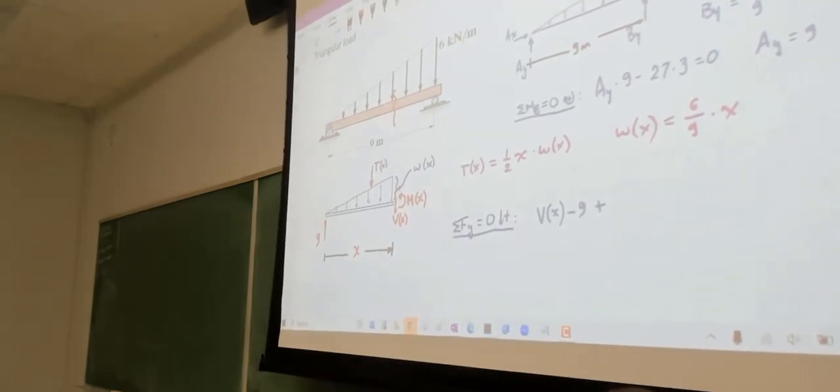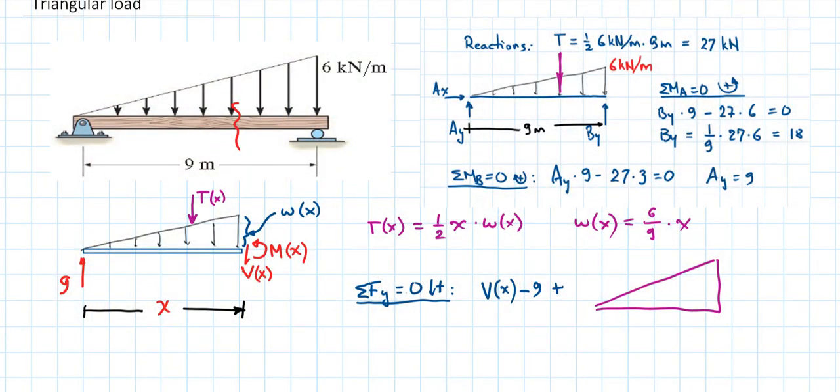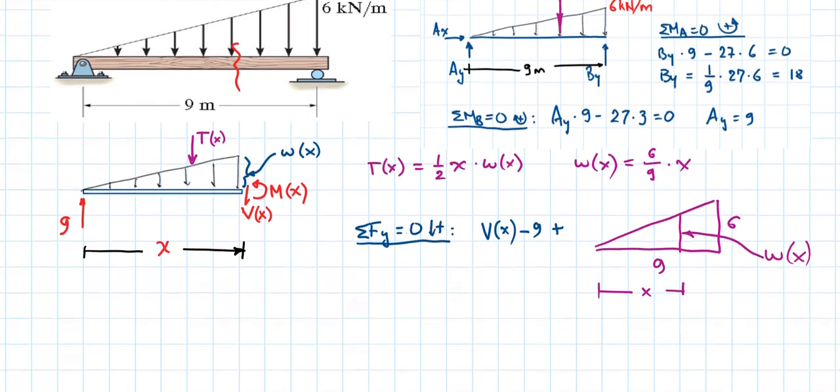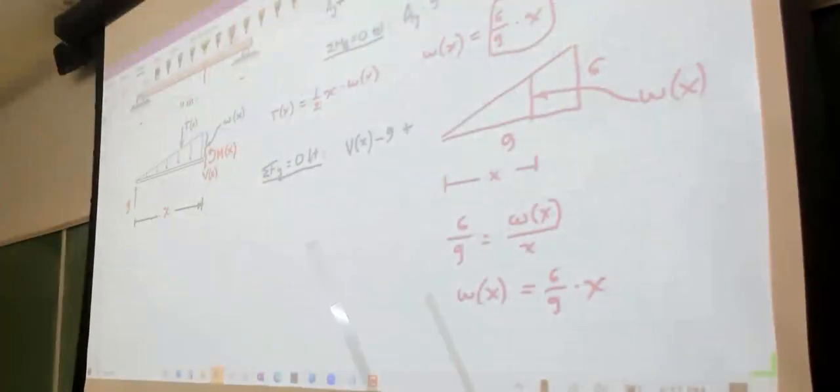If you don't want to see it like this, let me show you another way to see it. You have this triangle. This is 6. This is 9. And then I have this one. This is the one that I want, W of x. And this is x, right? So I can say here 6 over 9 is equal to W of x over x, right? So W of x is equal to 6 times x over 9. 6 over 9 times x, right? The same value that we have here. That's another way to see it if you want.